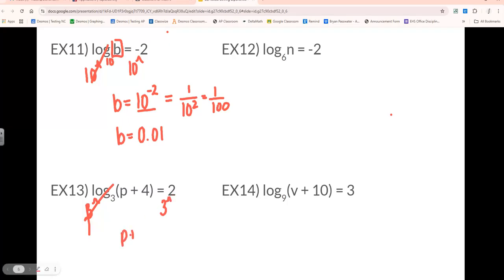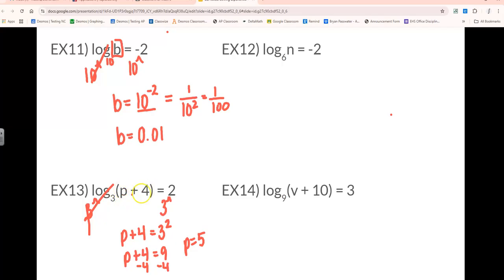So I get P plus 4 equals 3 squared. Well, 3 squared is easy to do, right? We know how to do that. Make sure you got 3 squared, not 2 to the 3rd. The 3 is the base of that exponent. So that is just 9 right there. And so, Jose, what's the last thing I got to do? Subtract that 4. And P equals 5.